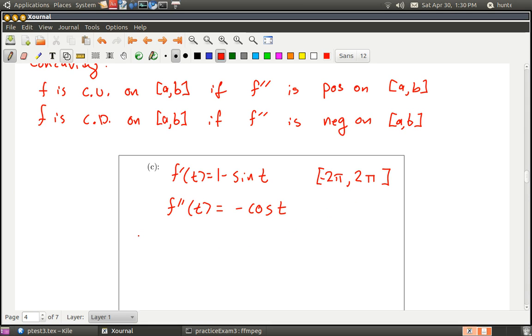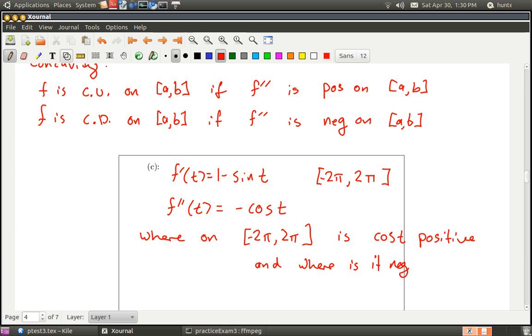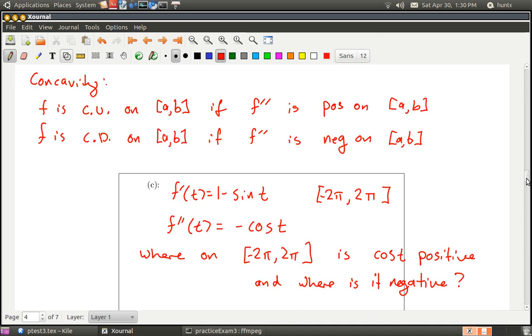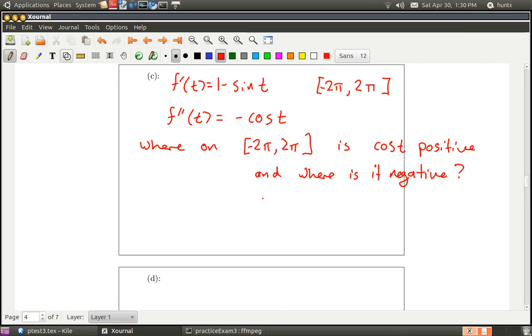So what we're interested in is where on this interval negative 2 pi to 2 pi is cosine t positive and where is it negative? So that's going to answer all of our questions about concavity. So let's see. You know a lot about cosine t. You've been studying it for a while, and you could probably do this pretty easily. But how are we going to do this?